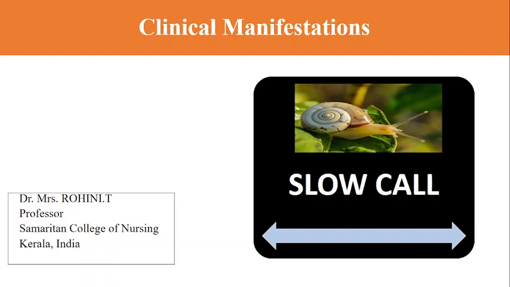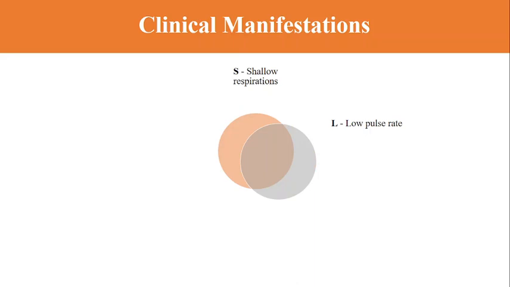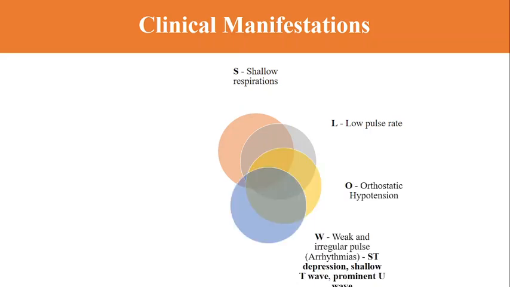First, let us see what is SLOW. Slow refers mainly to all the vital signs in the body. So number one, respiration: the respiration becomes shallow, pulse rate becomes decreased, bradycardia. There can be orthostatic hypotension. There can be a weak and irregular pulse. It is a weak pulse, it is an irregular pulse, so we know automatically the patient is going into arrhythmias.